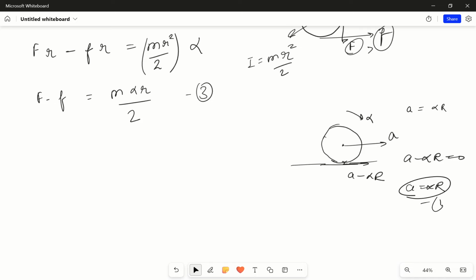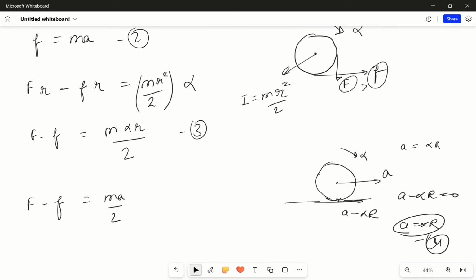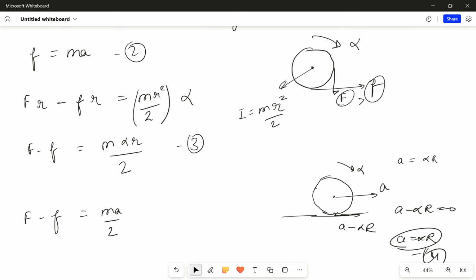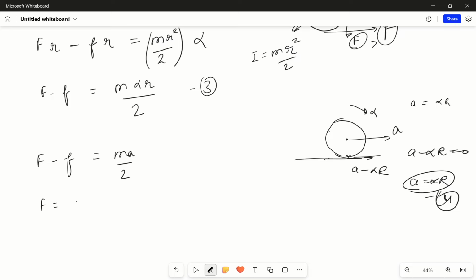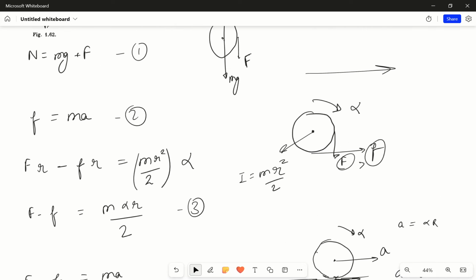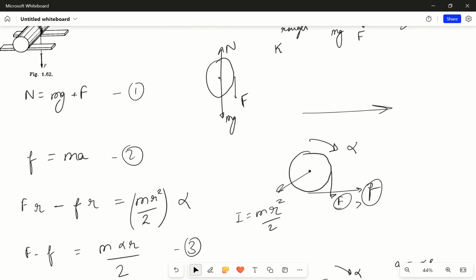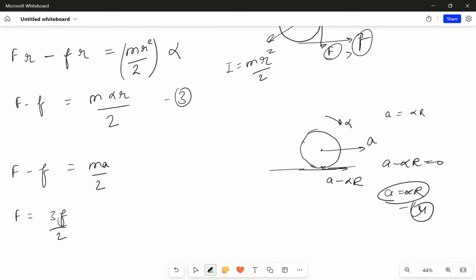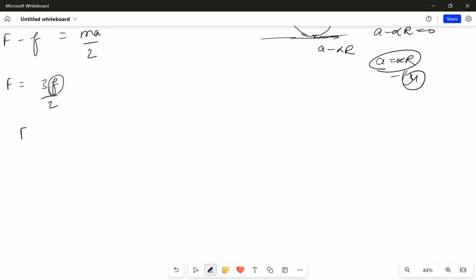So we can put this fourth equation in this third equation. So F minus small f is equal to ma by 2, right? And from the second equation, f equal to ma. So F equal to 3f by 2, right? So this is one of our results. Now we have to eliminate this f. And how can we eliminate this? Before eliminating, let's observe one thing: capital F is directly proportional to small f. This is clearly obvious.